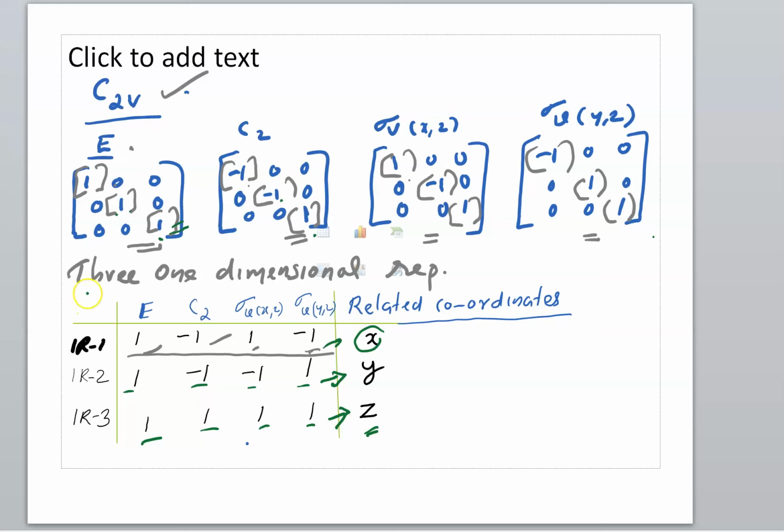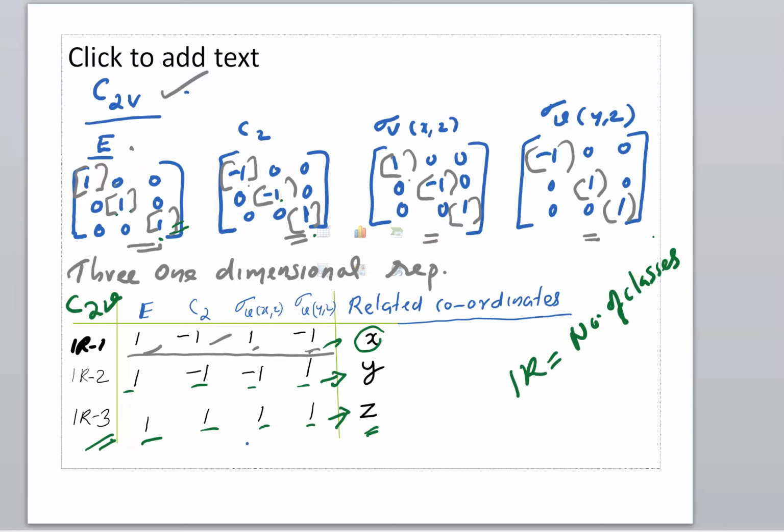Okay, this is a simple form of the character table of C2V, but it is not the whole character table, just an example, just a part of the character table, because we know that in a character table, the number of IRs will be equal to the number of classes. Here there are 4 classes, therefore there should be 4 IRs, so we get only 3. How can we get the 4th one? That we will discuss later while we study the great orthogonality theorem.